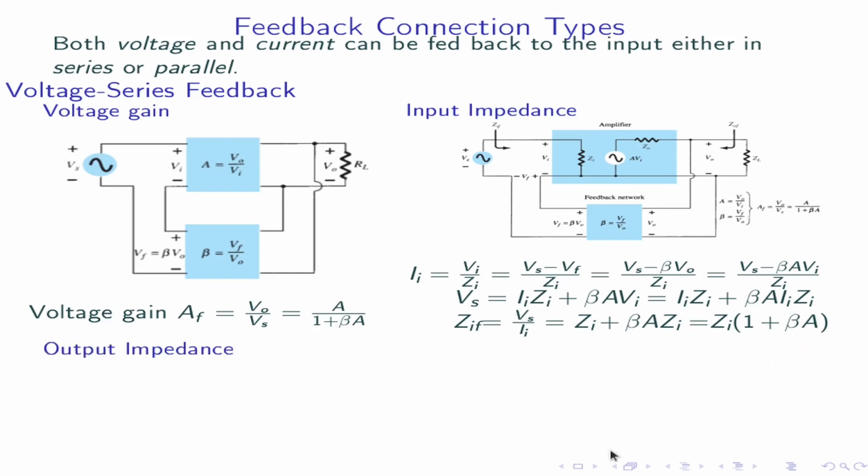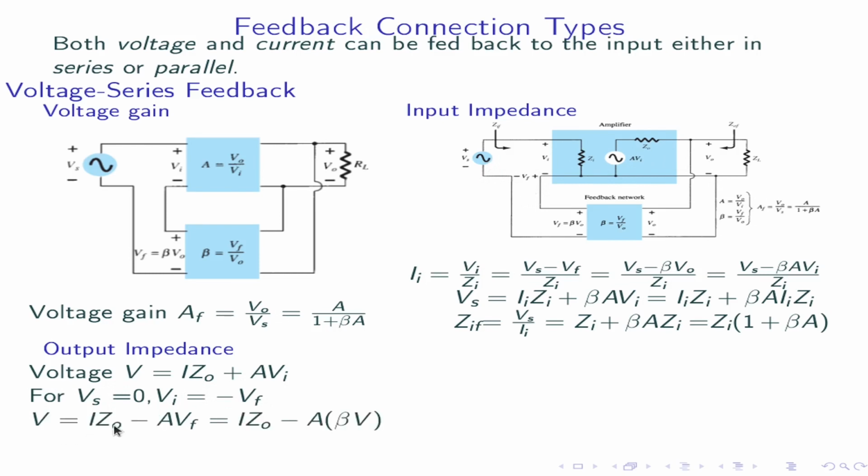Now, output impedance. Voltage V is equal to I Zo plus A Vi. The output voltage V is equal to Vo plus this voltage, where Vo is A into Vi and this voltage is I into Zo. Therefore, V is equal to I Zo plus A Vi. For Vs equal to 0, Vi is equal to minus Vf. V is equal to I Zo minus A Vf, that is equal to I Zo minus A into beta V.